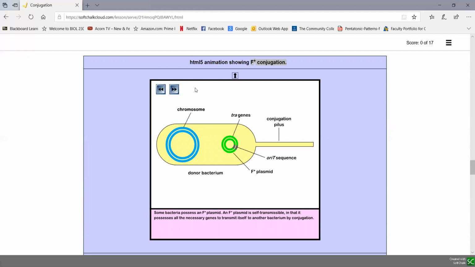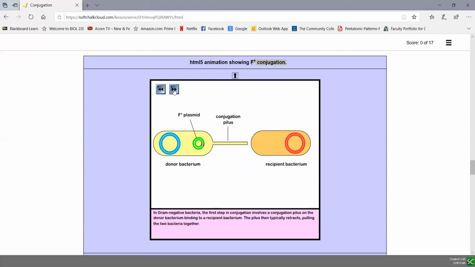So here we have the chromosome again on the left, and this is an F plus plasmid. Now these are all just TRA genes and an origin of transfer sequence. There's no additional genes being carried, but these TRA genes allow this bacterium to conjugate with others and form a mating pair. So again, the conjugation pilus makes contact with the recipient bacterium.